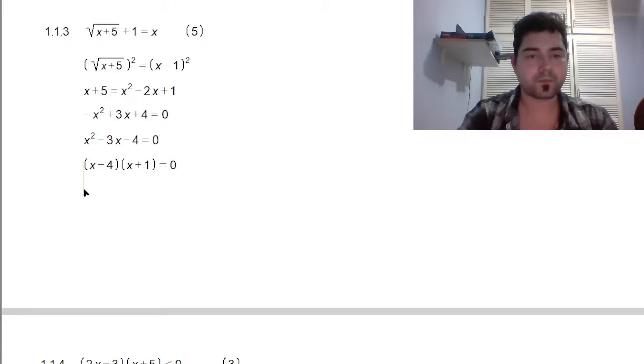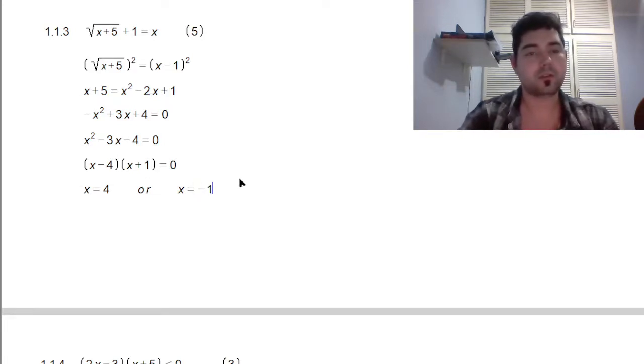Again, if you're battling with this stuff, we will need to go back. x is equal to 4, or x is equal to negative 1.